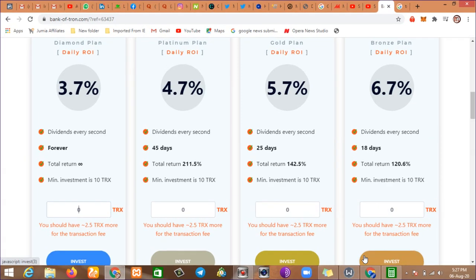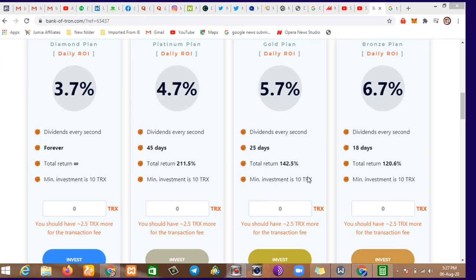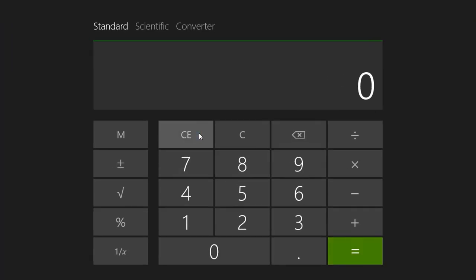Now let's go to the second one. The second one is 4.7% for 45 days. So 4.7 divided by 100, then multiply by 45 days. Okay, no, sorry. So that's 0.47. Multiply by the amount you invested, which is 490, to give us.